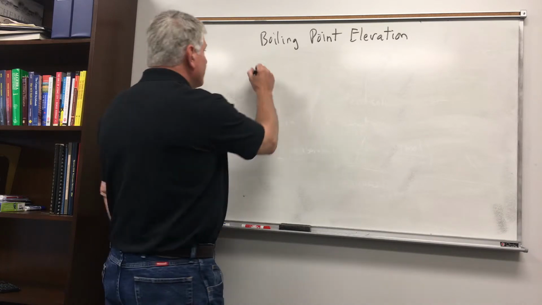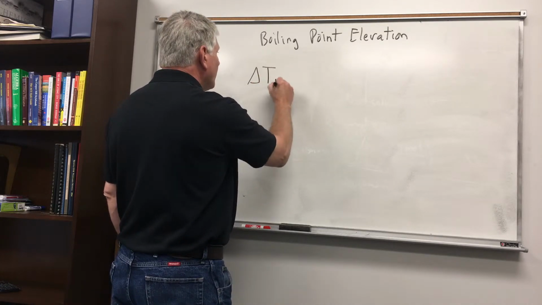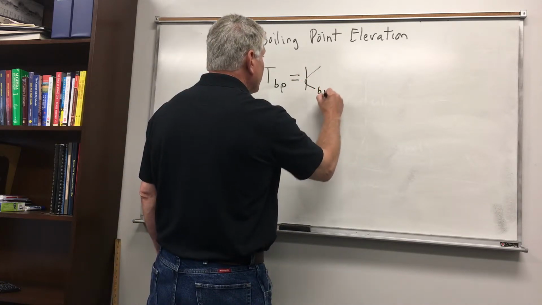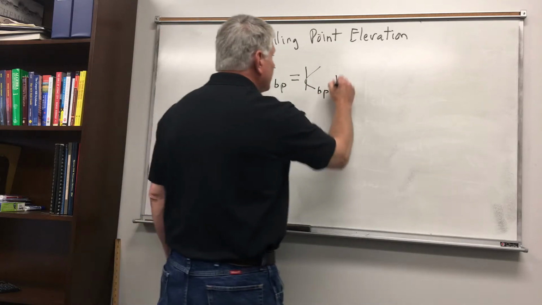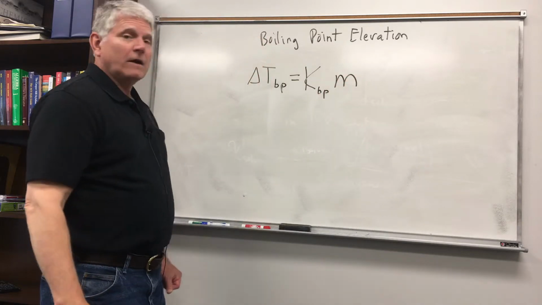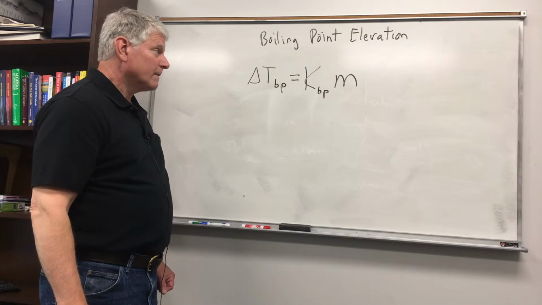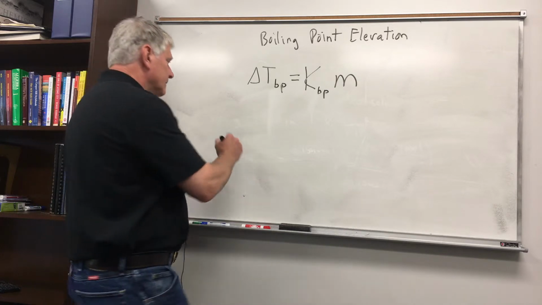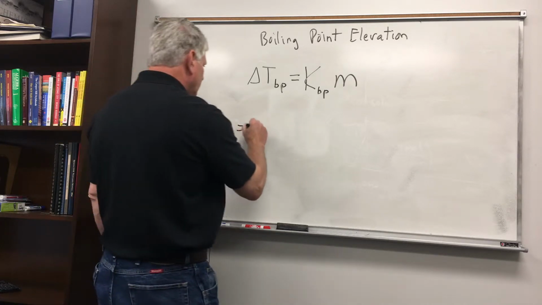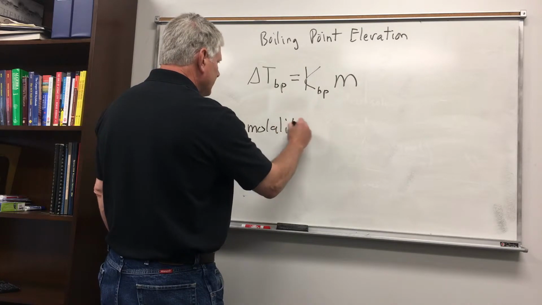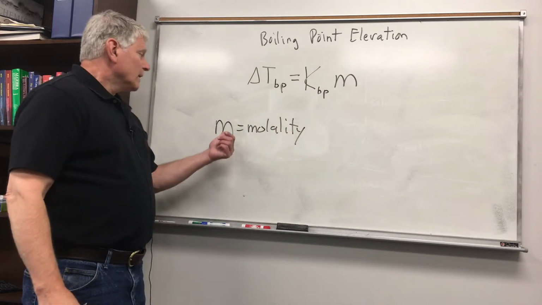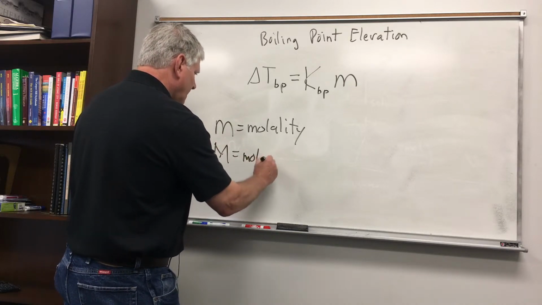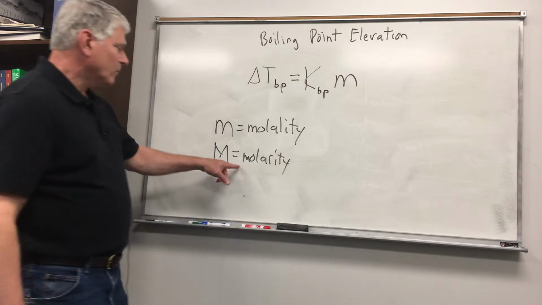We can quantify this by saying that the change in the boiling point is equal to a constant, which we call the boiling point constant, times the molality of the solution. So now we need to define what molality is. Molality is given the symbol little m, whereas molarity is given the symbol capital M.